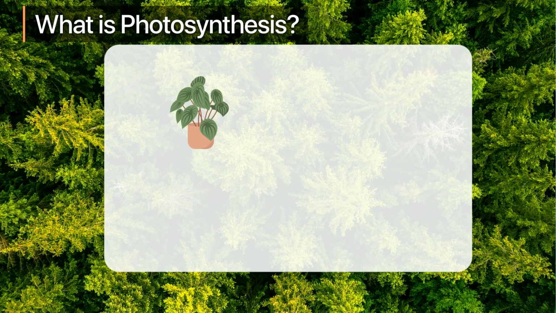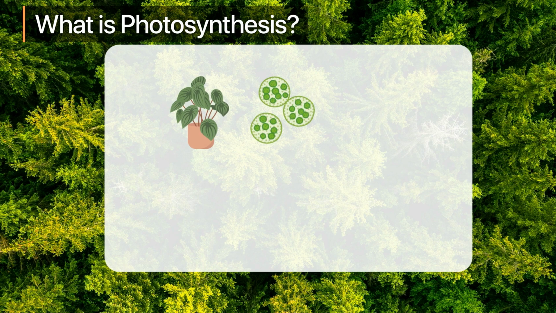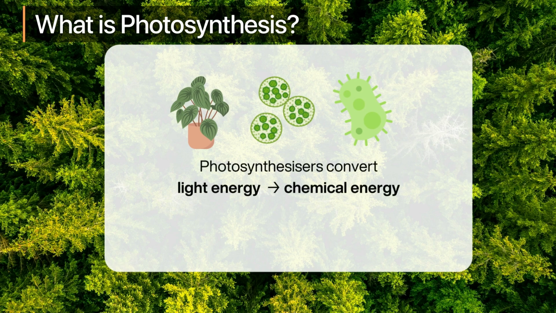Let's get started. Photosynthesis is the process by which green plants, algae, and some bacteria convert light energy from the sun into chemical energy. This chemical energy is stored in the form of glucose, a simple sugar that plants use for food.